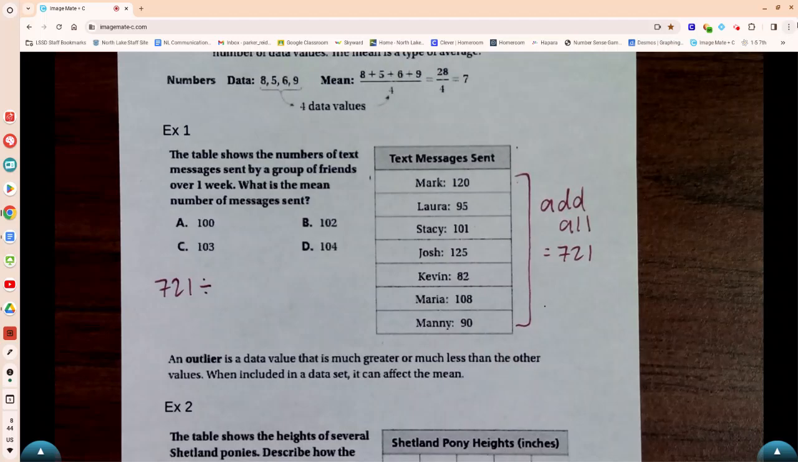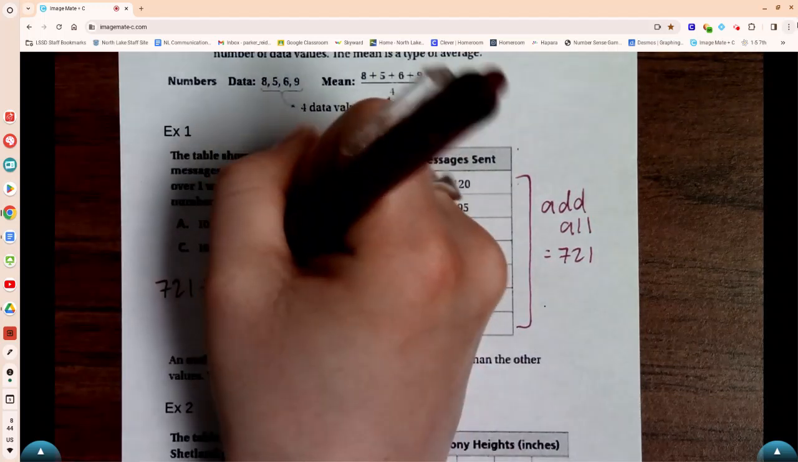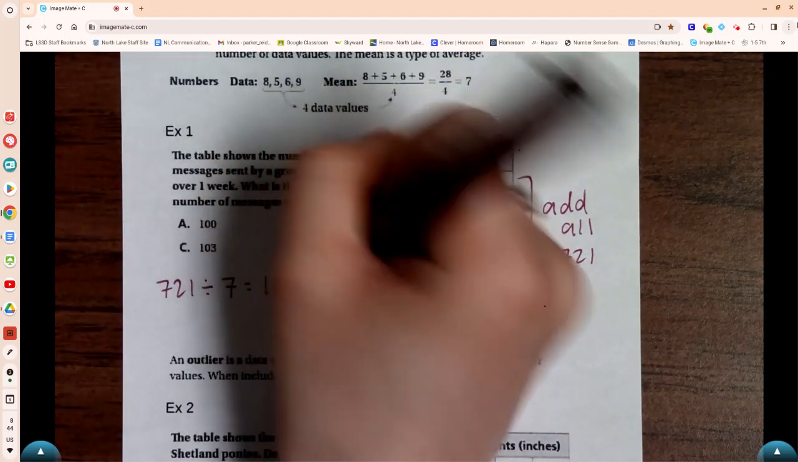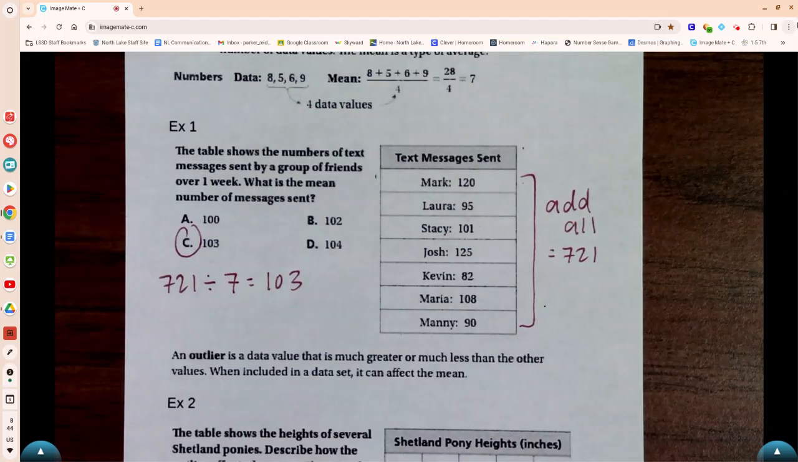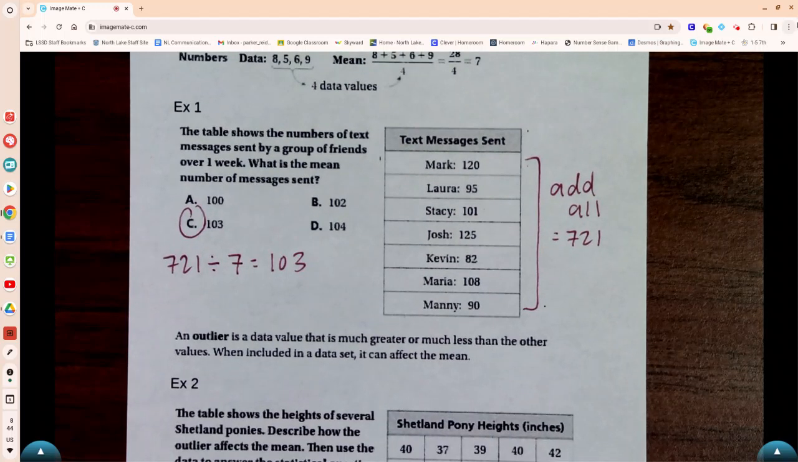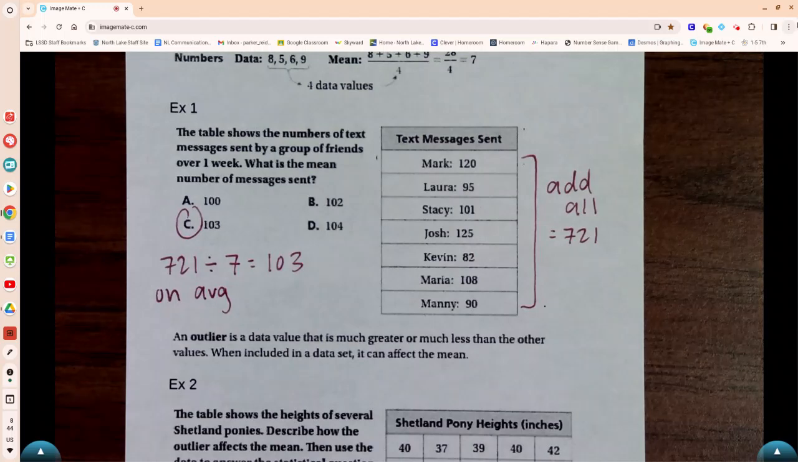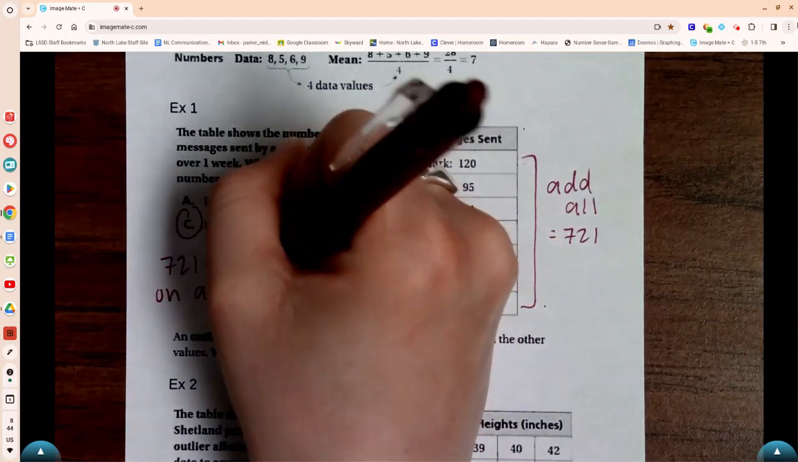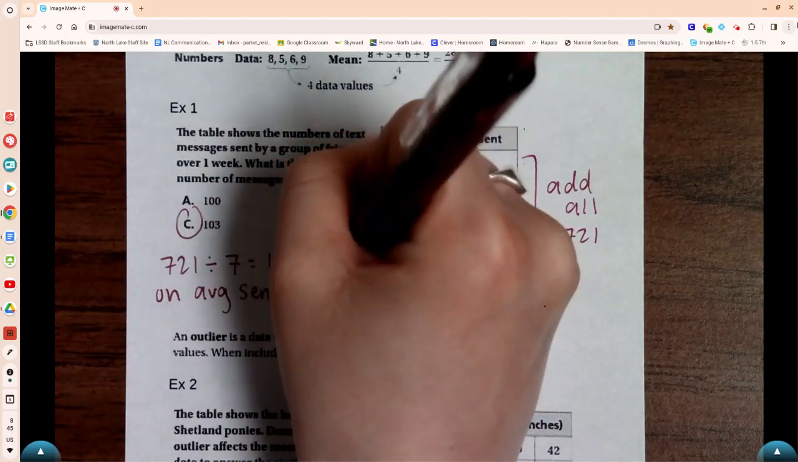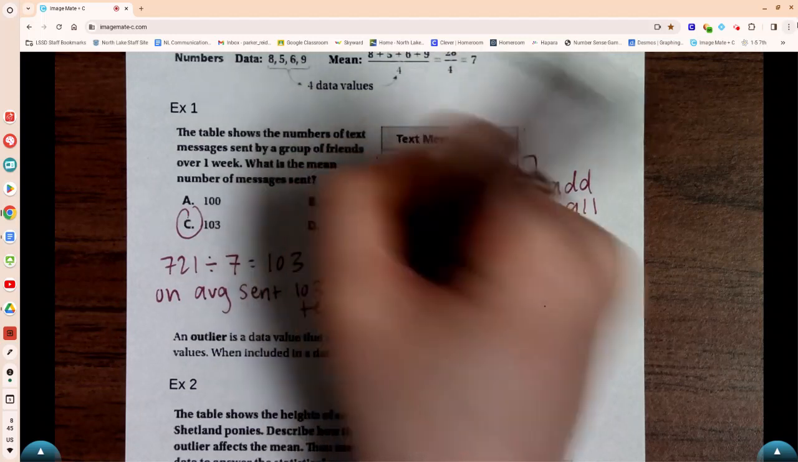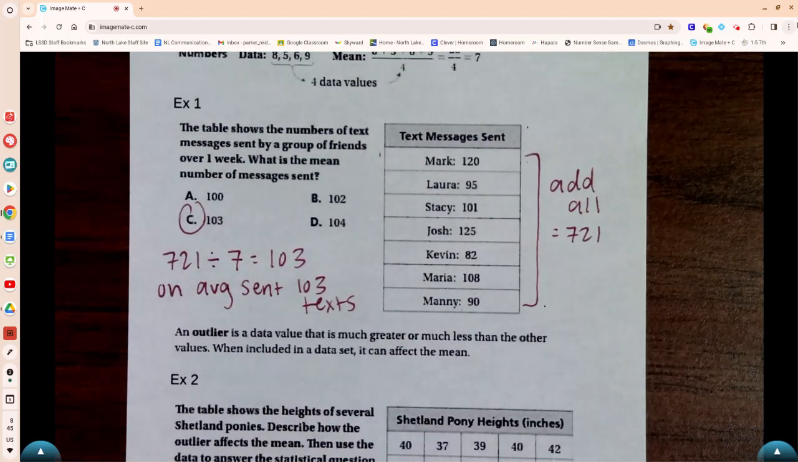So now I'm going to divide by the number of data values. Can somebody tell me how many data values there are in this set? Logan? So I'm going to divide it by 7, and I get 103. So C is the correct answer. This means that on average, AVG is the abbreviation for average, these people sent about 103 texts. Each of them sent about 103. So some sent more than that, some sent less than that, but that's a good average descriptor of how many were sent.